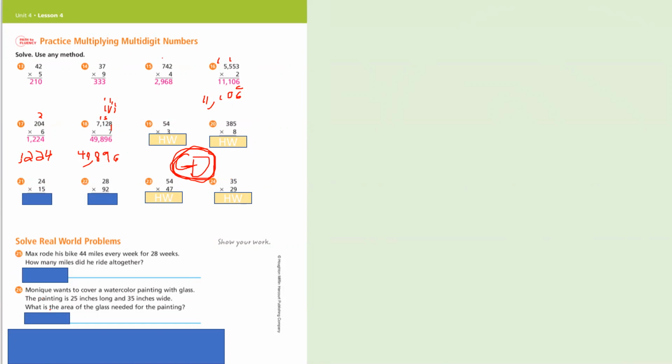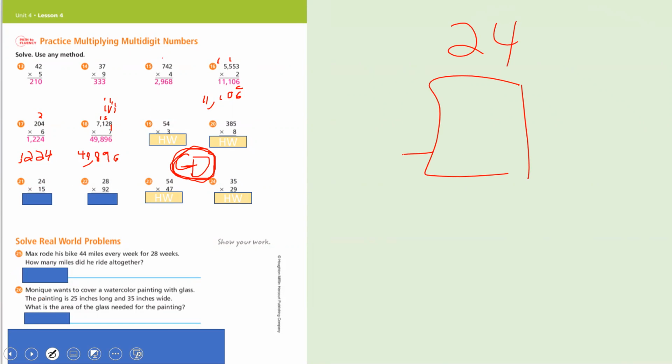So 24. The way that we do it is we have 24 here, and then we're going to break this into 20, or I'm sorry, it's 15. So we're going to break this into 10 and 5. And I can go ahead and go over. So up here is 24 times 10, which is easy. It's 240. And then over here is 24 times 5.